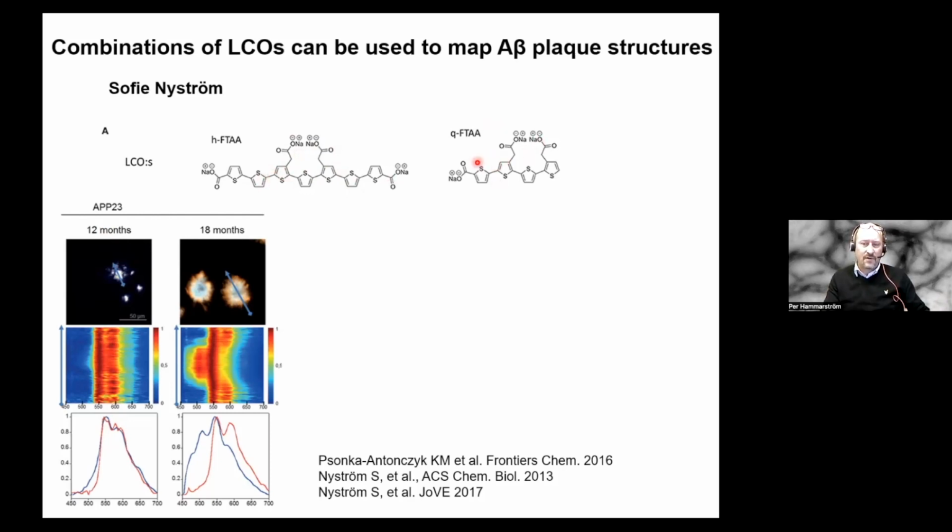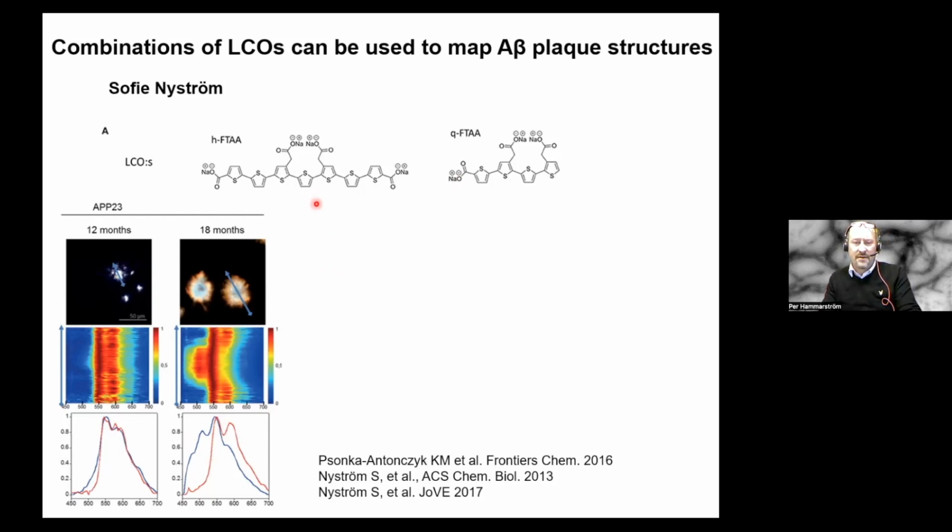But if you add QFTAA in an older mouse, so this will be 18 months old, you see that the core of the plaque, you see it here by eye, has a different shade. It's blue compared to the periphery, which is orange, or red. That's where HFTAA binds. But in the core of the plaque, you see QFTAA binding. It's quite a dramatic change in fluorescence spectra here. So something happens to the plaque as the mice age. And this we have interpreted as a maturation of the plaque structure, where a different polymorphism appears at an older age, which can be influenced by age, by genotype, and different things.